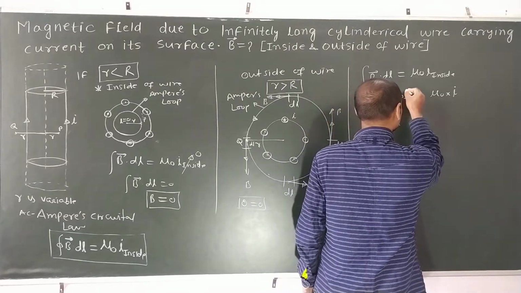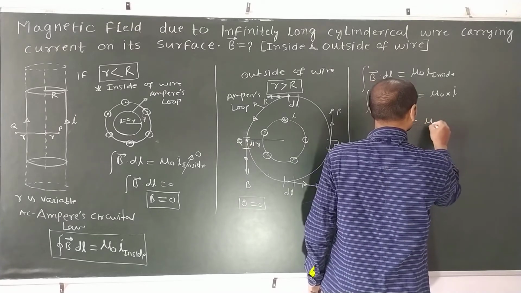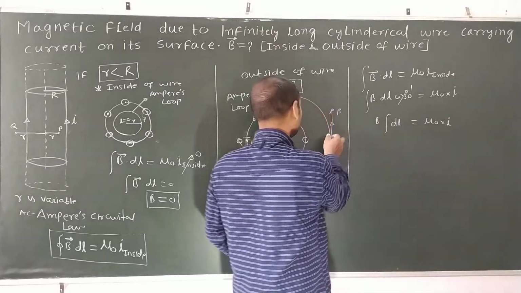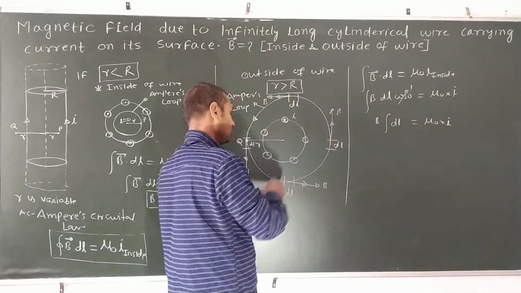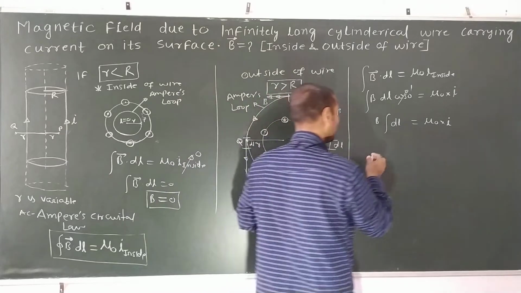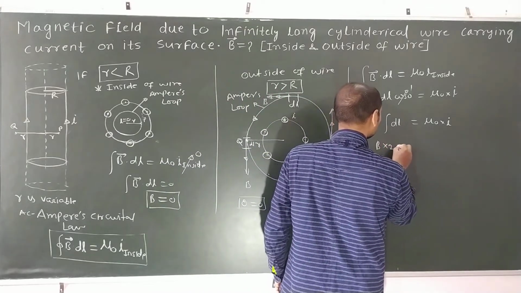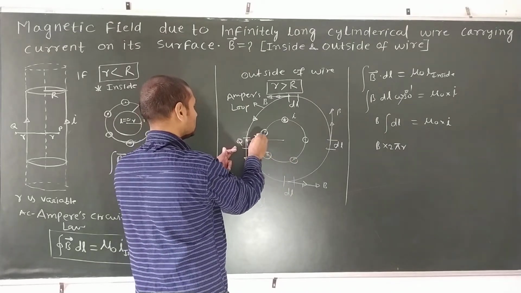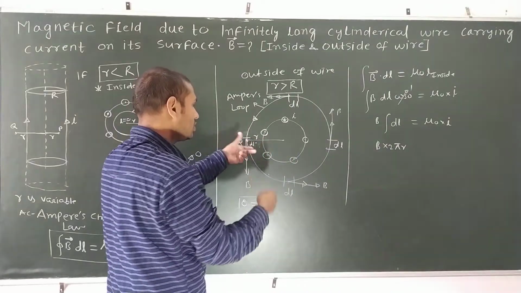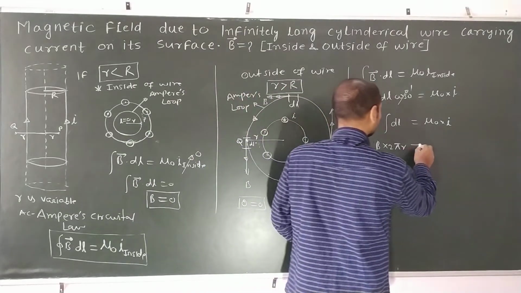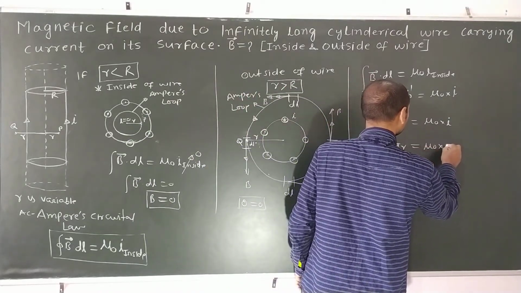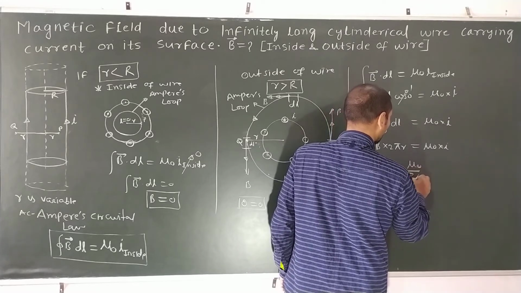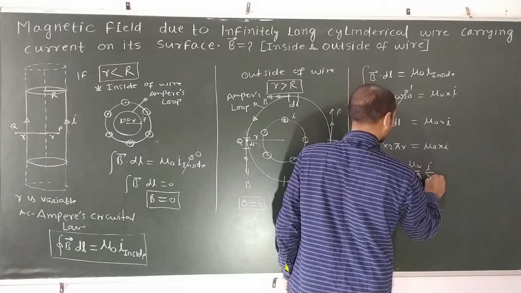The integral of dl cos 0, which is 1, equals mu naught into I. As we integrate dl, we get the circumference of this circle, that is 2 pi r. So B into 2 pi r, where the distance r means the radius becomes r, equals mu naught into I. From here we get the value of B, that is mu naught upon 2 pi times I upon r.